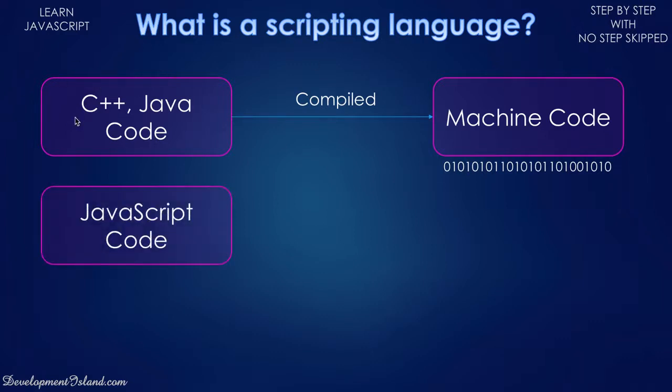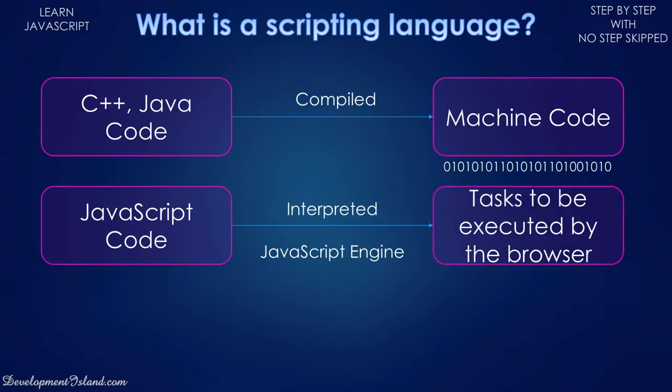Now if you pick JavaScript, normally JavaScript doesn't need to be compiled. That's why we call it a scripting language. So the JavaScript engine is going to interpret the JavaScript code into tasks to be executed straight away by the browser. So we don't have to compile the language into machine code or anything like that. We can straight away just interpret the code into macro tasks. So this is a higher level compared to that one.